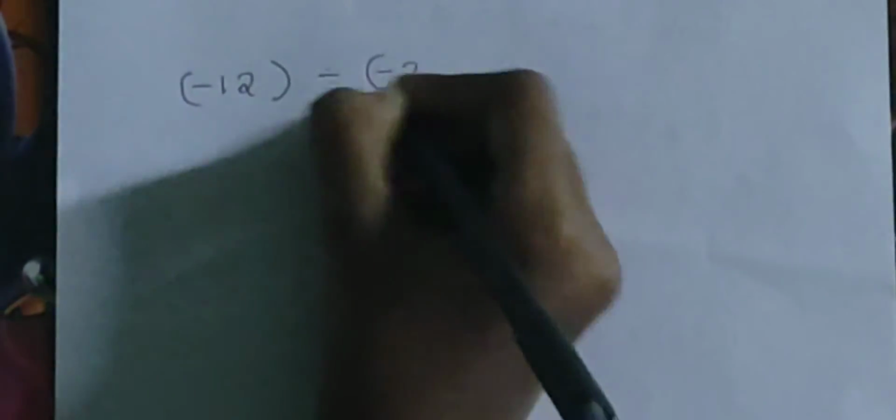When we divide any two negative integers, for example, negative 12 divided by negative 3 is equal to 12 divided by 3, 4. Here we have two negative integers. So the answer is positive. Negative 12 divided by negative 3, the answer is positive 4.